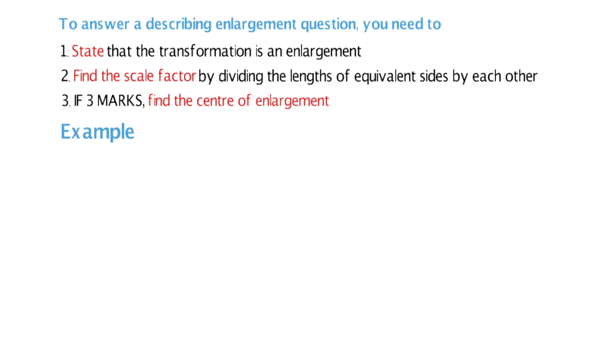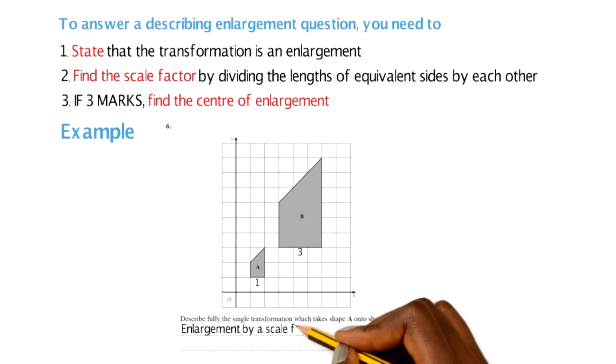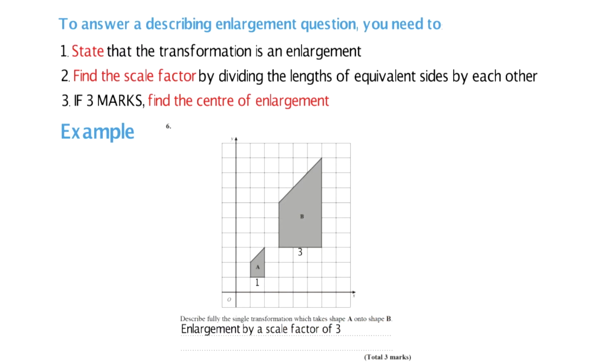So an example. For instance, it says, describe the single transformation of shape A onto shape B. Well, I'm going to write the word enlargement for my 1 mark. Second of all, I'm going to divide the length of both equivalent sides by each other. So B has 3 squares for that bottom bit, and A has 1. So I can see that it's been enlarged by a scale factor of 3. Okay, it's been multiplied by 3.